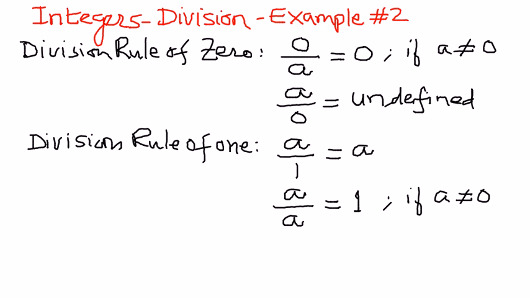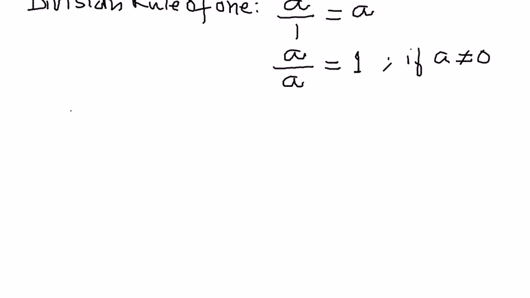So let us apply these rules to some examples which we are going to look at. Example: what is 0 divided by negative 18? What is 0 divided by negative 18?